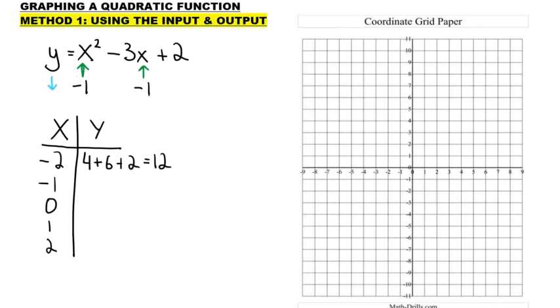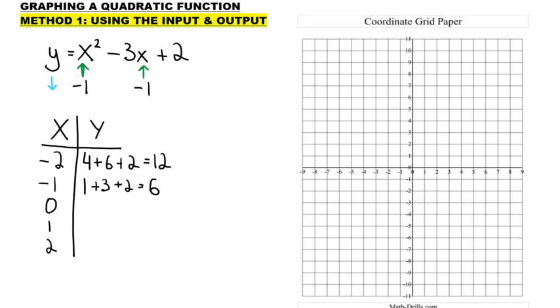If I put -1 into x squared, that's -1 times -1. A negative times a negative is a positive. -3 times -1 is going to give us +3, and we still have our constant of +2. So 1 + 3 + 2 is 6.